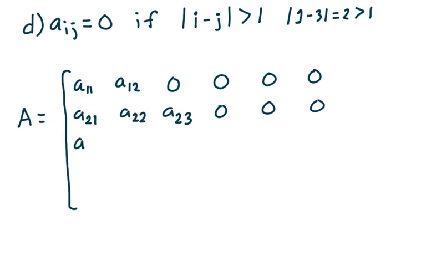Then when I get to A31, this is where it gets more interesting. Now, the absolute value of 3 minus 1 is 2. 2 is bigger than 1. And so that is absolutely 0. But when I get to A32, I have to put that down in full. A33, A34. And then it's 0, 0.